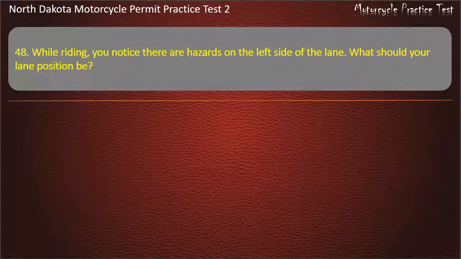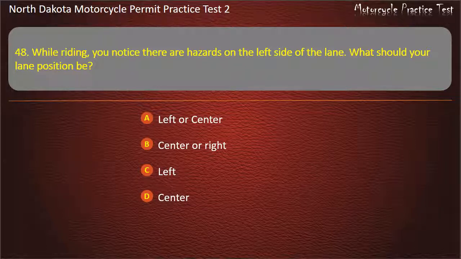Question 48. While riding, you notice there are hazards on the left side of the lane. What should your lane position be? Left or center? Center or right? Left? Center? Answer: center or right.